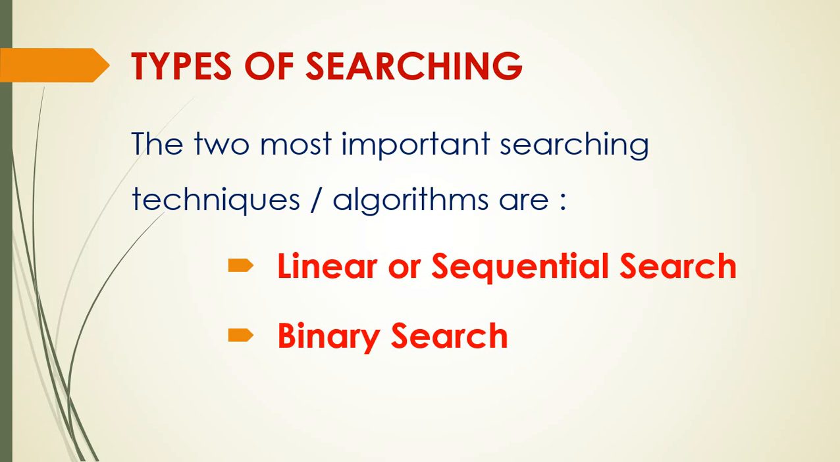The two most important searching techniques or algorithms, depending upon the way of searching the item or element, are linear or sequential search and binary search. The first one, linear or sequential search, is a very traditional old method, the simplest method of course to implement. But binary search is another one which works on the basis of the divide and conquer method. So both algorithms, both techniques, are there for your syllabus of course. First we will consider the linear or sequential search.